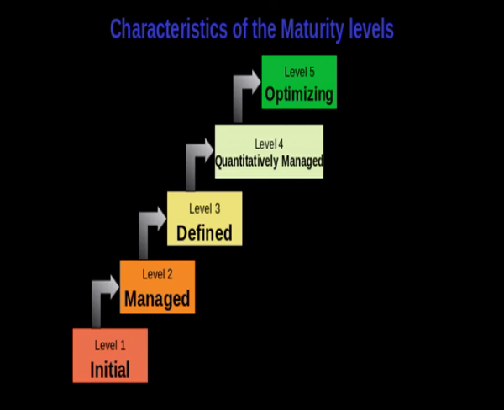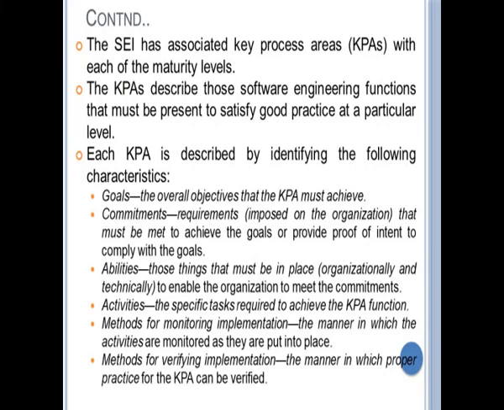The Software Engineering Institute has associated key process areas, KPAs, with each of the maturity levels. The KPAs describe those software engineering functions that must be present to satisfy good practice at a particular level. Each KPA is described by identifying the following characteristics: goals, commitments, abilities, activities, methods for monitoring implementation, and methods for verifying implementation.